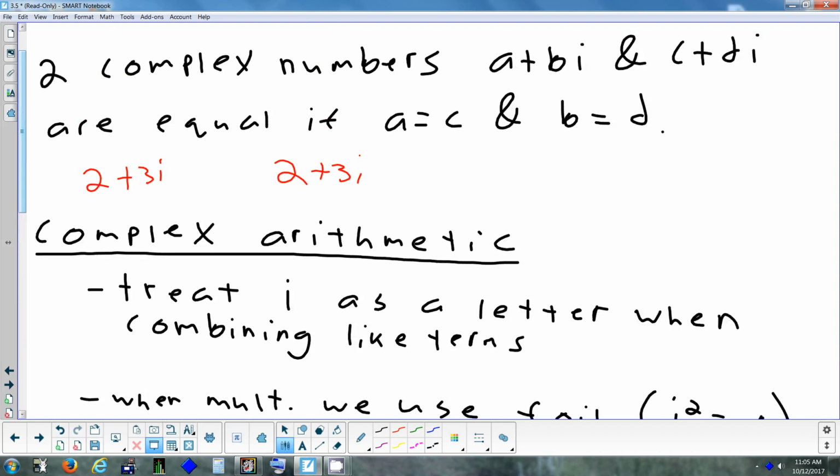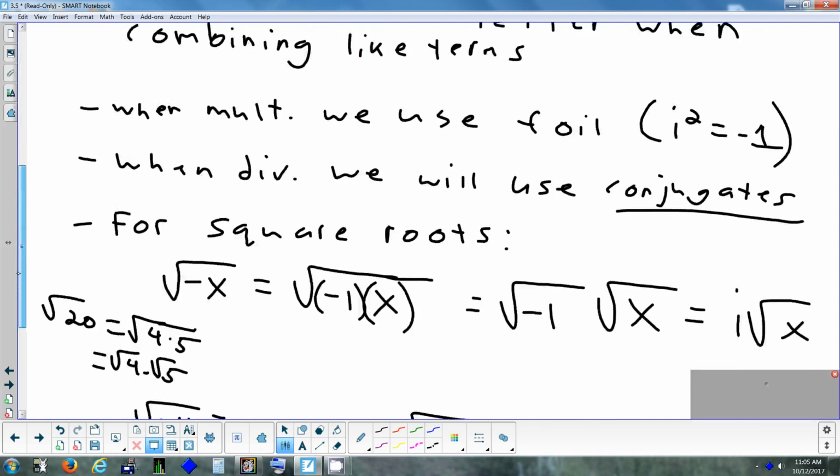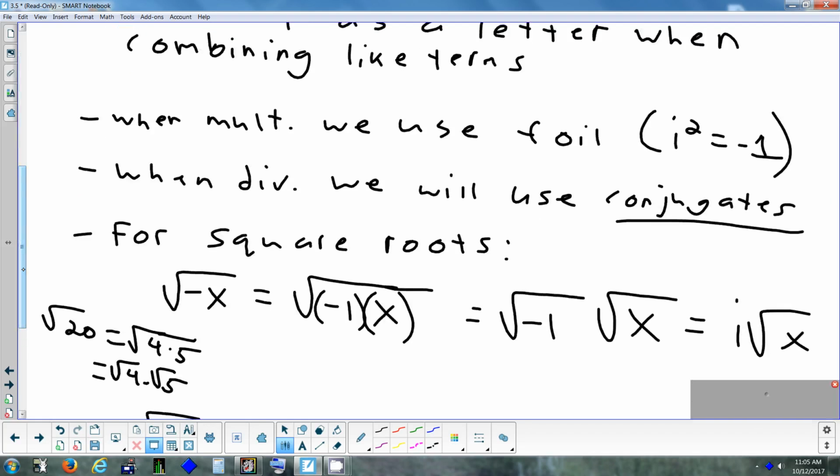2i, 5i, things like that. But if you had a square root, I would not do something like this. I would do it like that. Why do you think the way on the right is clearer than the way on the left?